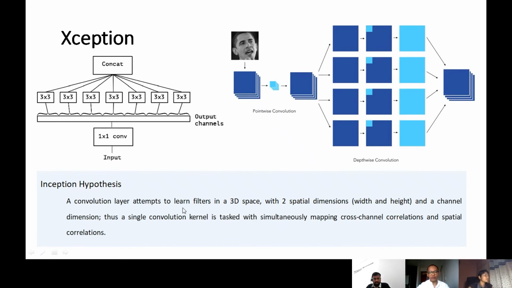So there is an Inception hypothesis regarding this also. A convolution layer attempts to learn filters in a 3D space, with two spatial dimensions, that is height and width, and a channel dimension. Thus, a single convolution kernel is tasked with simultaneously mapping cross-channel correlations and spatial correlations. So basically, a single channel convolution, that is this 1x1 convolution, will actually map the cross-channel correlations further in this scenario. So this is also substantially able to minimize the parameters and improve the accuracy on AlexNet.